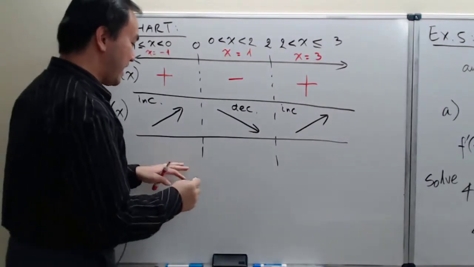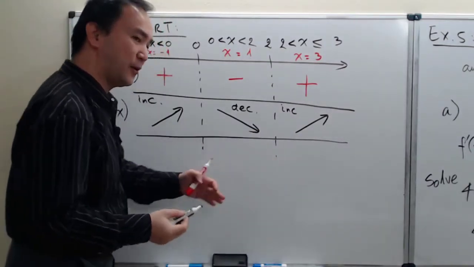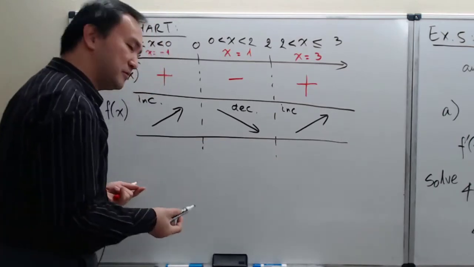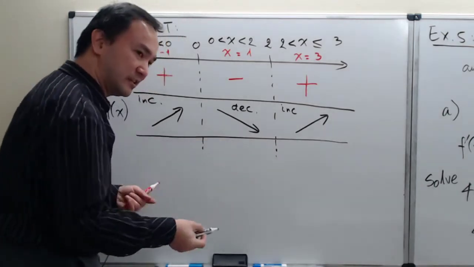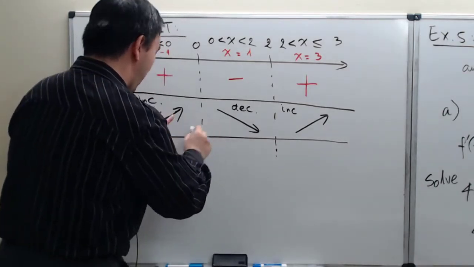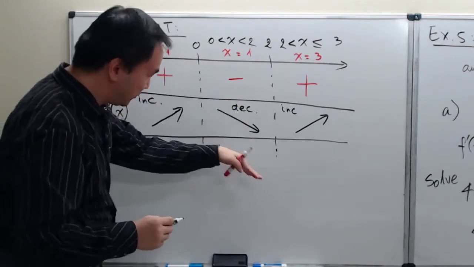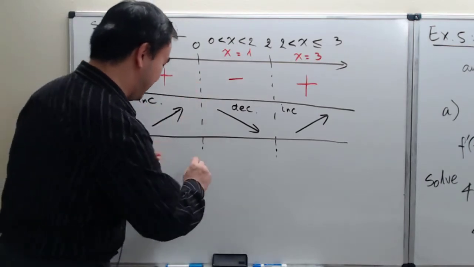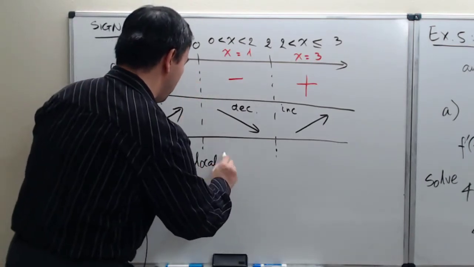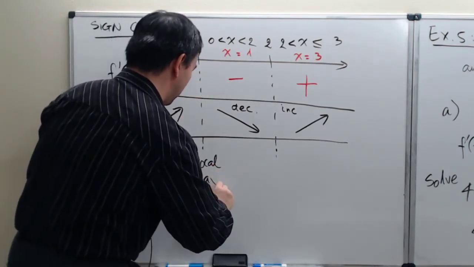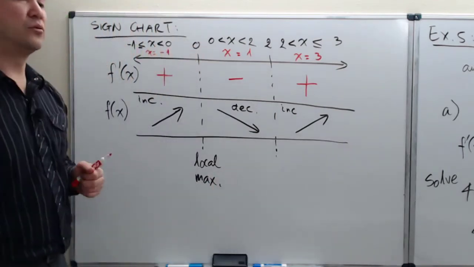And so now we have enough to conclude the local maximum and the local minimum, just like we did in the earlier examples. So at this point right here, the function rises to a peak and then turns its way down, so that point must be a high peak. So this is a local maximum, or a relative maximum. That's another way of saying that.